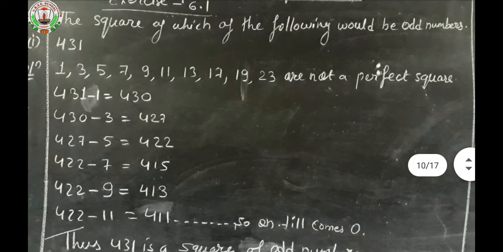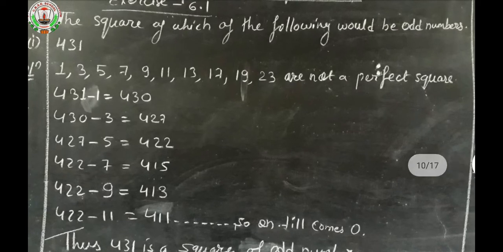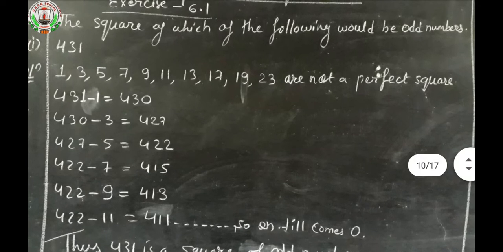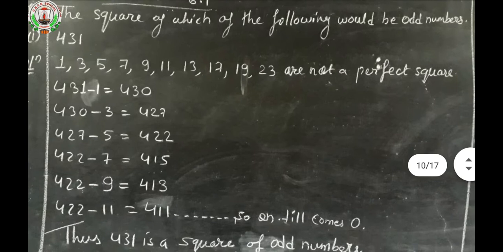415, here I had written 422, isn't it? So it will be 415, not 422. So it will be subtracted till it comes into 0.